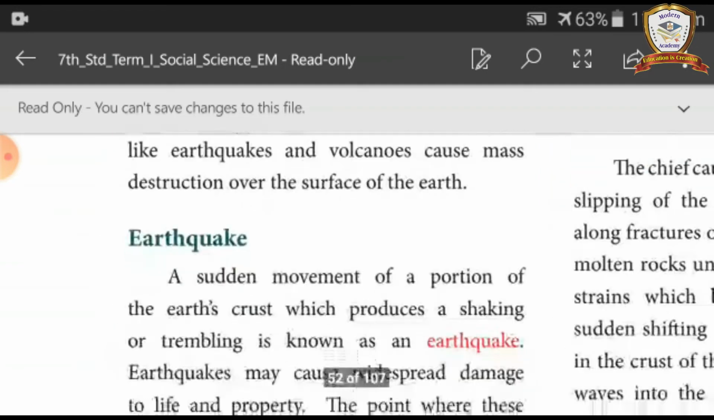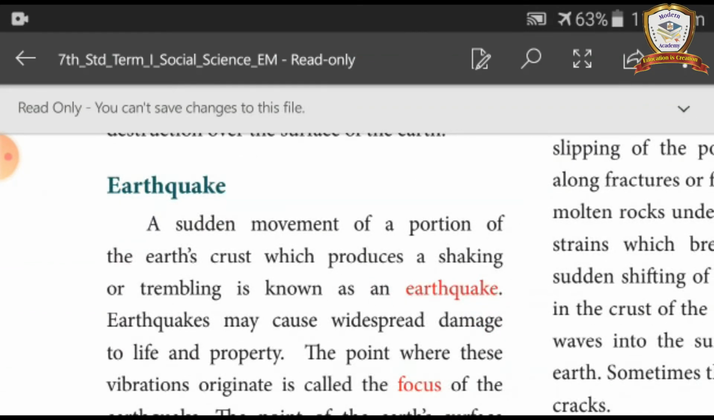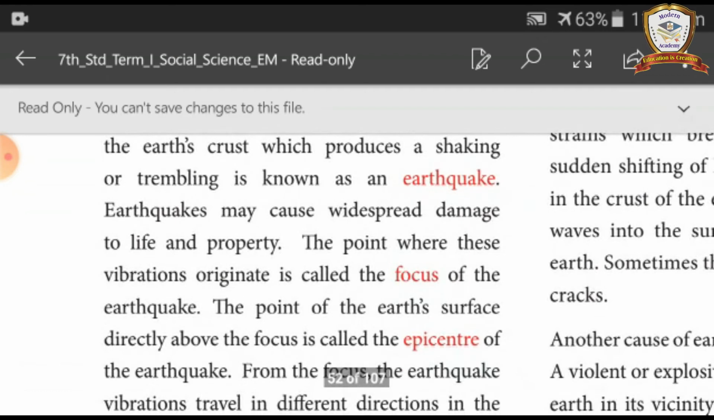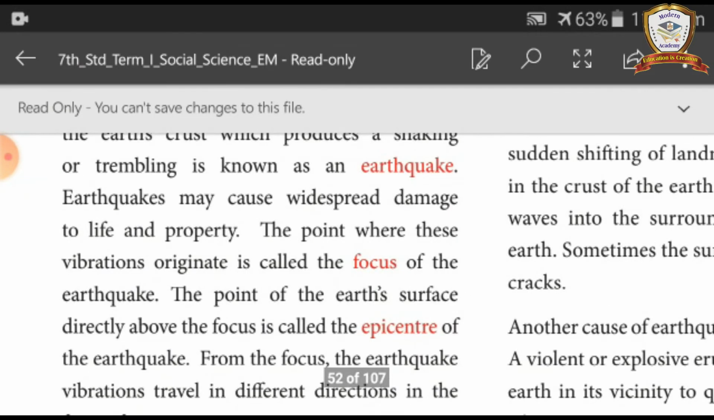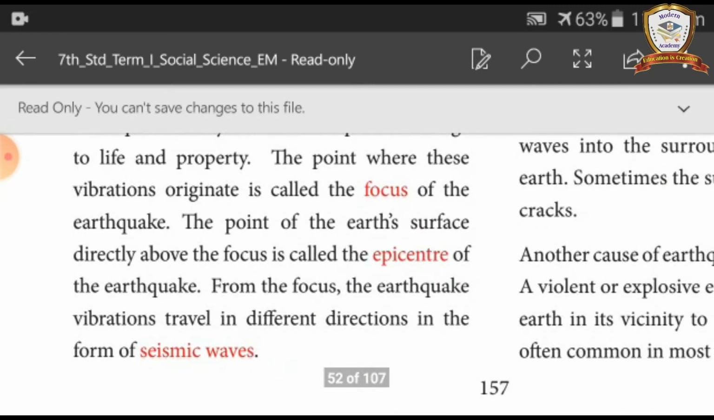Earthquake. A sudden movement of a portion of the earth's crust which produces a shaking or trembling is known as an earthquake. Earthquakes may cause widespread damage to life and property. The point where these vibrations originate is called the focus of the earthquake. The point on the earth's surface directly above the focus is called the epicenter of the earthquake. From the focus, the earthquake vibrations travel in different directions in the form of seismic waves.